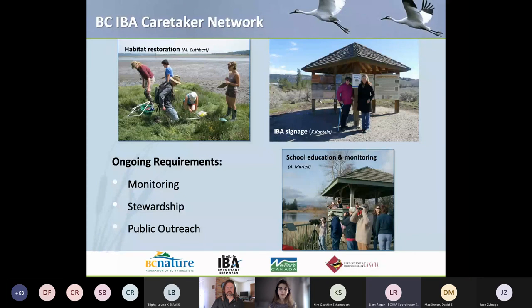It has allowed us to keep up to date on what's happening, monitor threats, raise public awareness around the sites and what's so critical to them, and conduct stewardship efforts to make sure that we're able to mitigate any threats to habitat. So huge thanks to all those volunteers and all they've done to get the program to the stage that we're currently at.